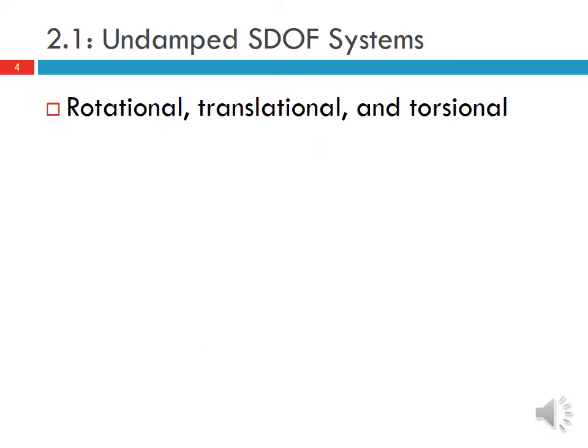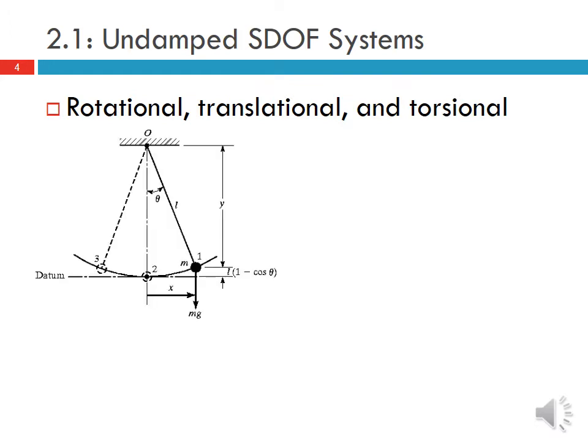Now we can have rotational, translational, or torsional systems. So for example, a rotational system might be like a pendulum, where we have this mass rotating around some point. So you can see here our coordinate that we can choose is theta.